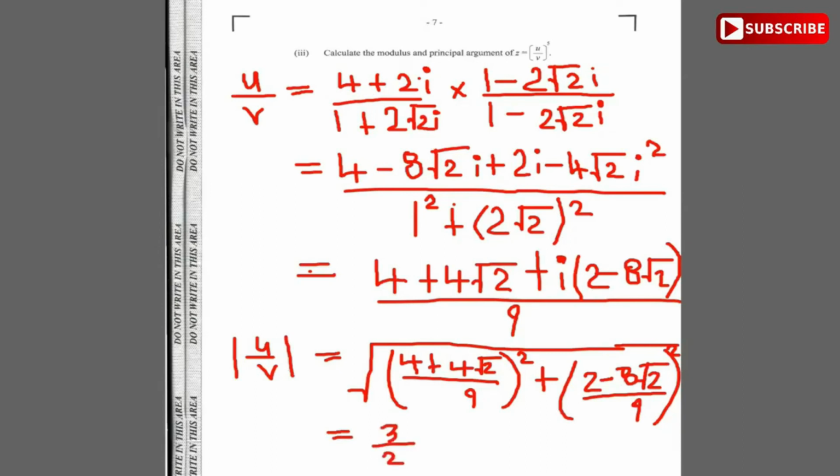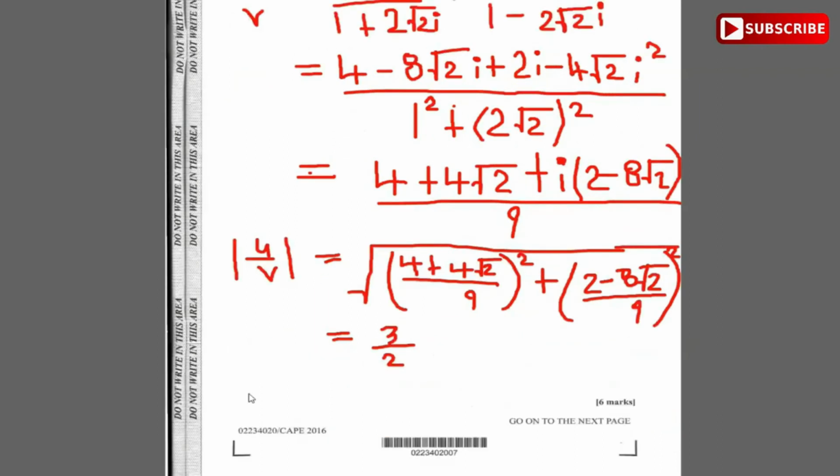What they want is the modulus of u over v to the fifth power. So u over v to the fifth power is just going to be 3 over 2 to the fifth power. That's going to give us the modulus of u over v to the 5th. If you want to simplify, you can. I won't. 3 over 2 to the 5th power.